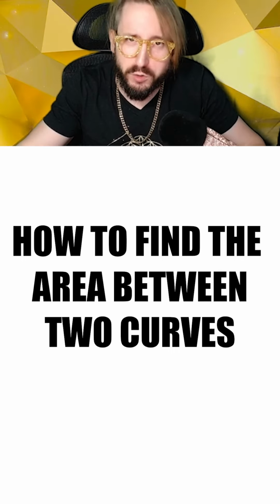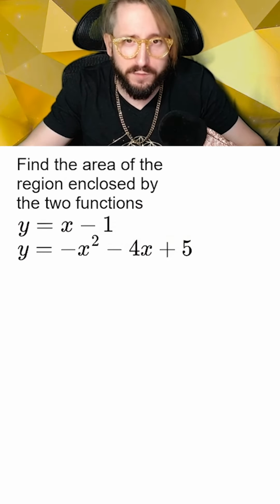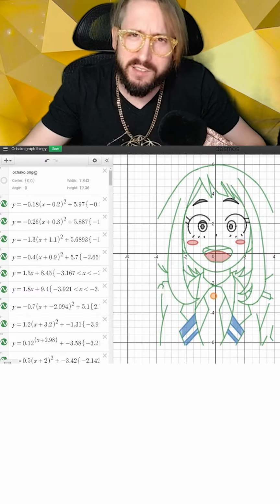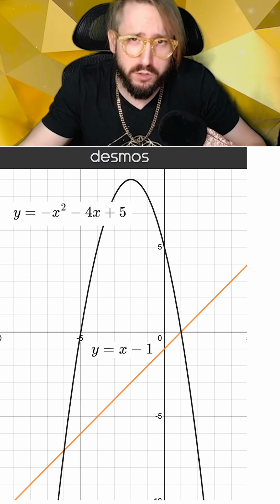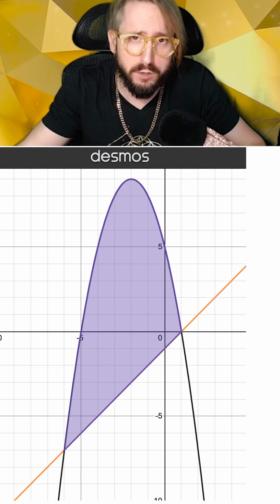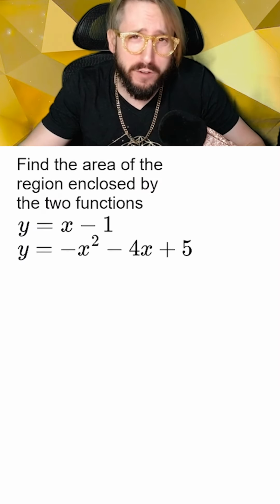Here's how to find the area between two curves. So here we have two functions, and they're asking us to find the area of the region enclosed. Now, if we had access to Desmos or a graphing calculator, we could just graph these two functions, and the area in between would be this shaded region.